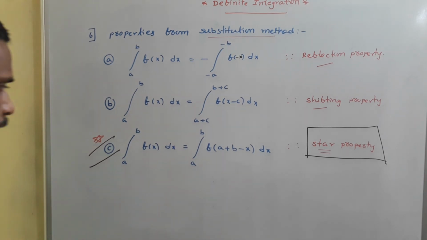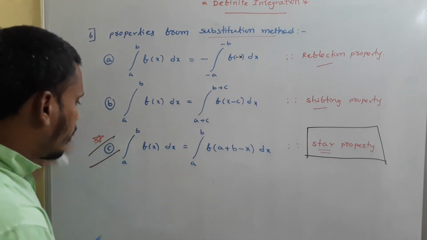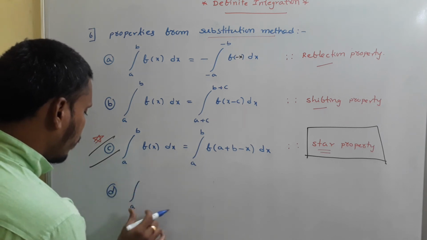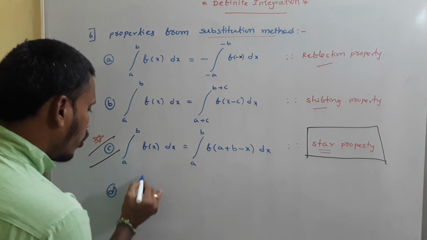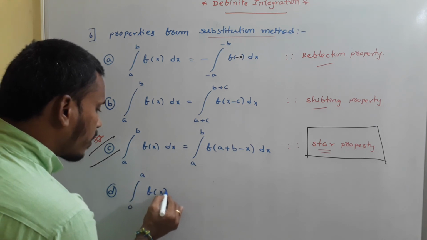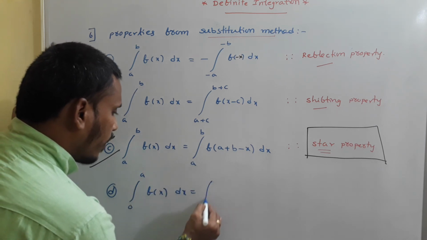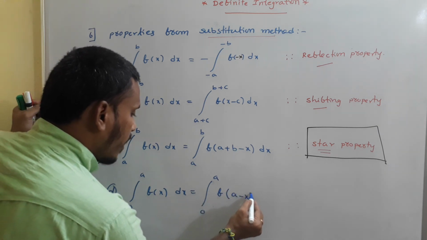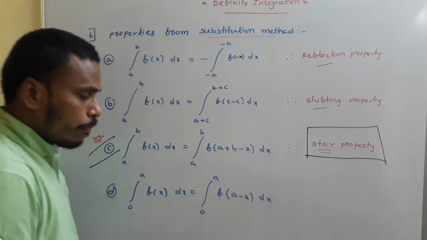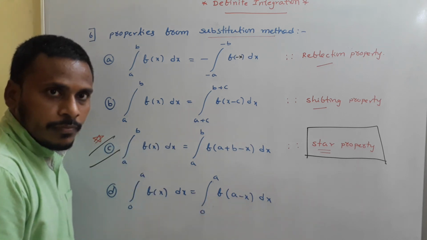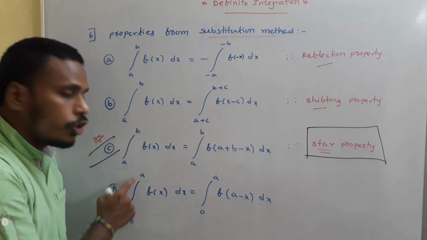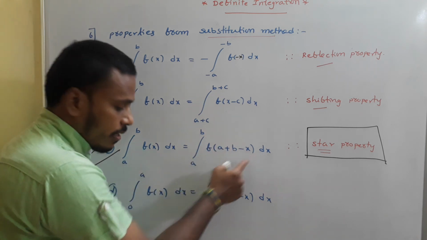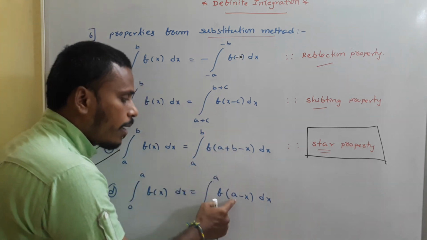So the next useful thing, from the star property we will generate. Integral 0 to a f of x dx is simply nothing but integral 0 to a f of a minus x dx. Just simply use the star property to answer this. a to b becomes 0 to a, x stays x, a plus b minus x becomes 0 plus a minus x.